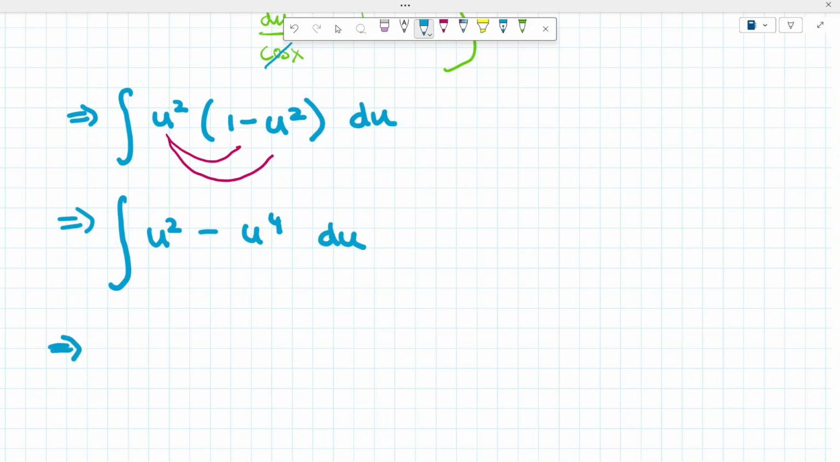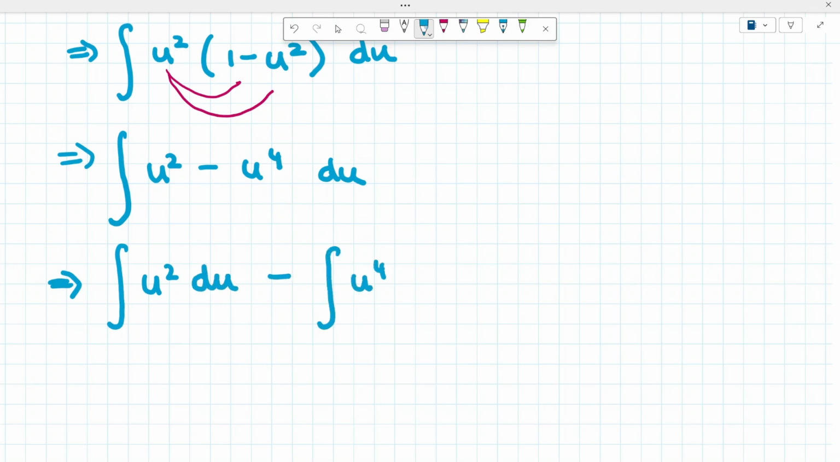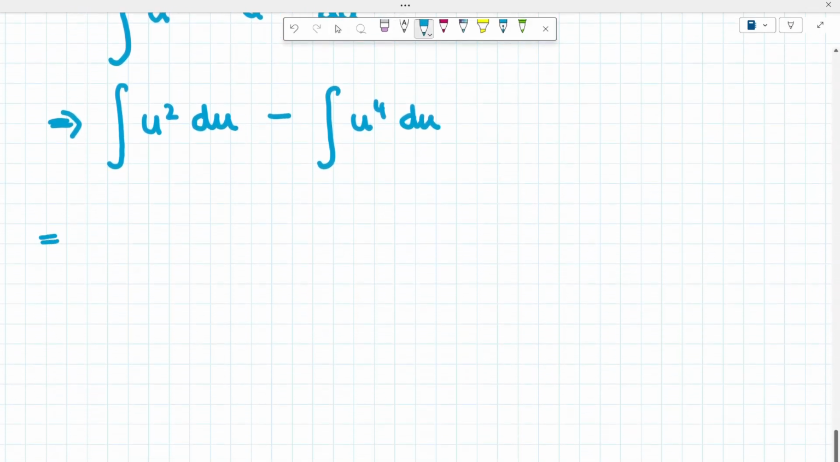We can use our integration rules here and separate this. That means we have the integral of u² du minus the integral of u to the power of 4 du. And now this is a really simple integral to solve. We just have to use the reverse of the power rule, which is one of our derivative rules. Therefore, we get u to the power of 3 over 3 minus u to the power of 5 over 5. And we have to remember to add our plus c because this is an indefinite integral.